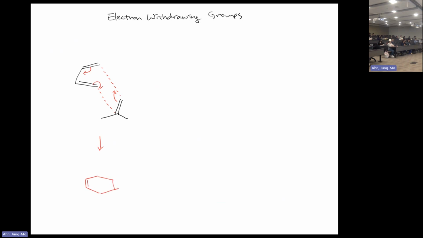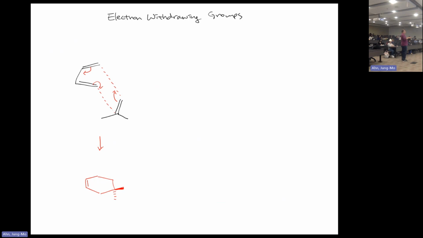Electron withdrawing groups can be many different things. It could be carbonyl, just as we talked about, or it could be nitrile, it could be other things. For the electron withdrawing groups, like the carbonyl, we expect endo is going to be the major product. But let me show you.